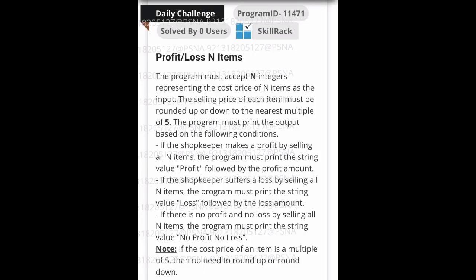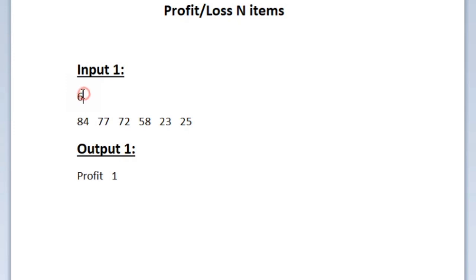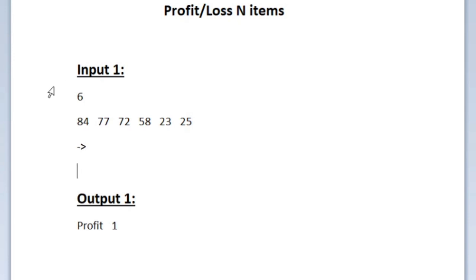This is the question asked in today's SkillRack daily challenge. In the first line of our input, we are given the value of integer n, and then we are given n integers as input. These integers represent the cost price of n items. So a person buys n items at these particular prices. Now we have to calculate the selling price of these n items.